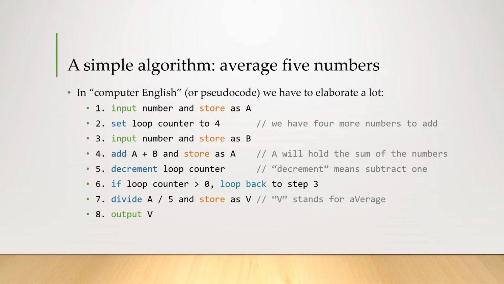So we divide A by 5 and store that as V. I'm going to let V stand for average. Then we just output V.